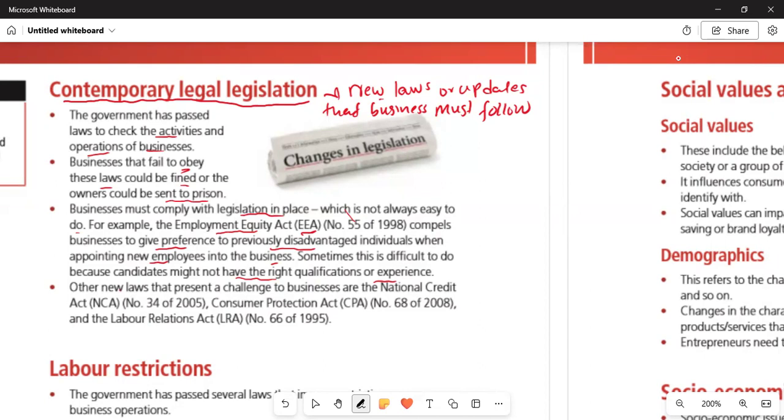Other new laws that present a challenge to business are the National Credit Act, NCA, as well as the Consumer Protection Act and the Labour Relations Act. Those are the other acts that the business needs to follow and comply with. So now let us move on.